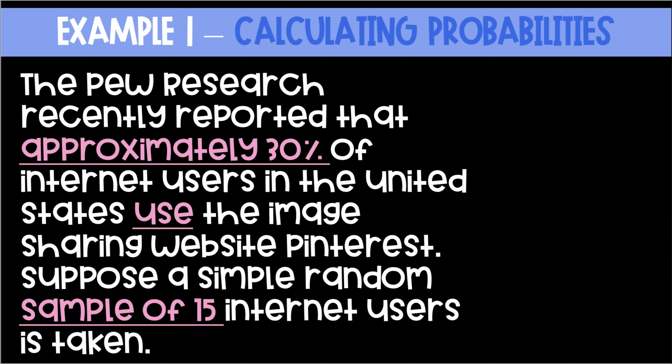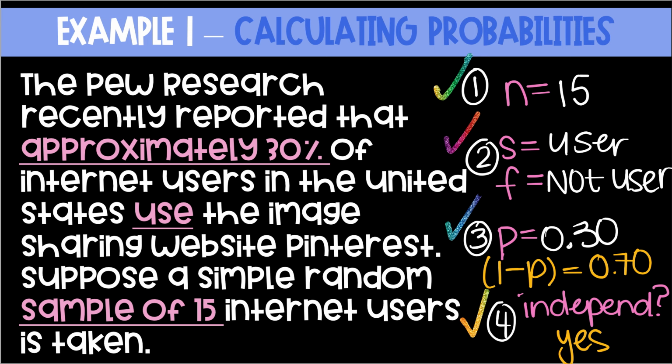From the information that we're given, we can conclude that we have 15 trials. We're going to denote our success event as finding a Pinterest user and failure event as not finding a Pinterest user. Our probability of success will be 0.30, which we got from the 30% of internet users that actually use Pinterest. And our probability of failure is the complement of that probability of success. We're going to subtract it from our total sum of probabilities, which is 1. 1 minus 0.30 will be our probability of failure, which is 0.70.